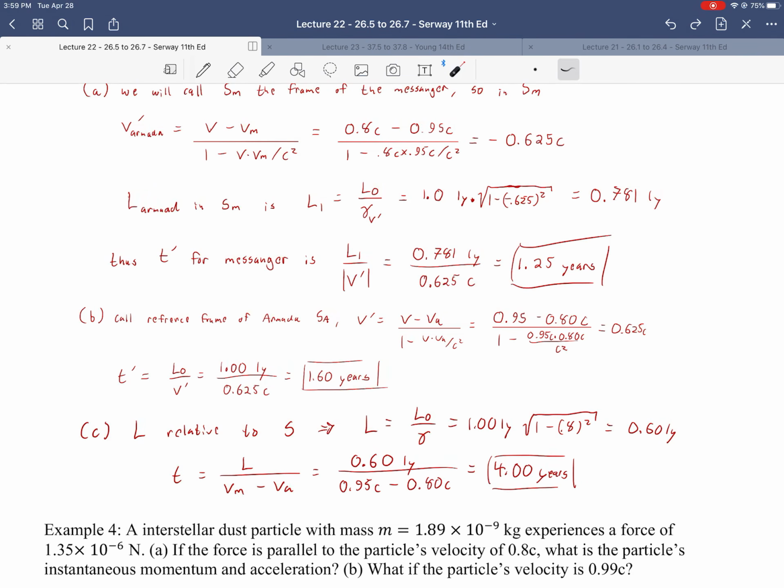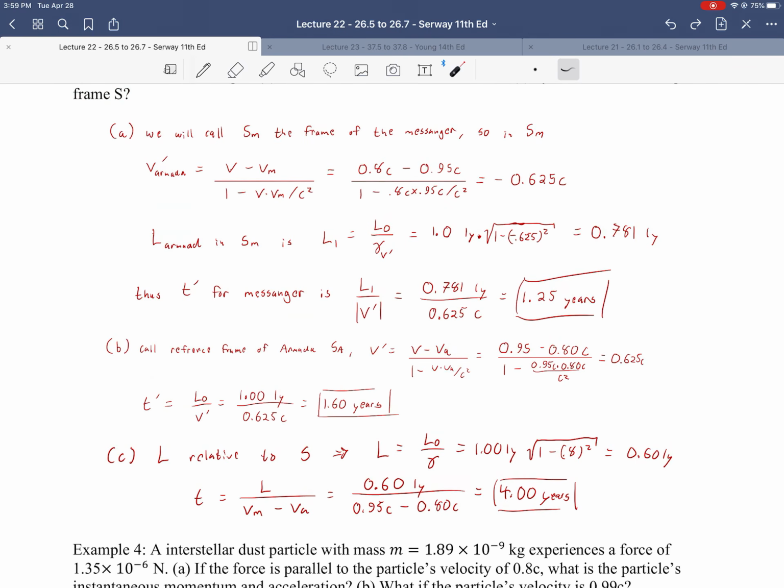So for the whole time from when they got a signal that a messenger is leaving to the time that they were told that the key was received, they would have to wait 4 years for that to happen. So it'd be 4 years later for them, where again it would be only 1.6 years later for the general at the head of the Armada, and only 1.25 years later for the messenger.